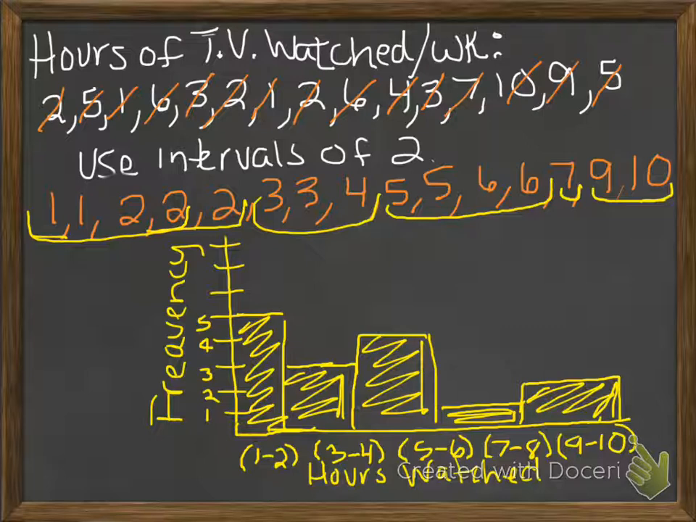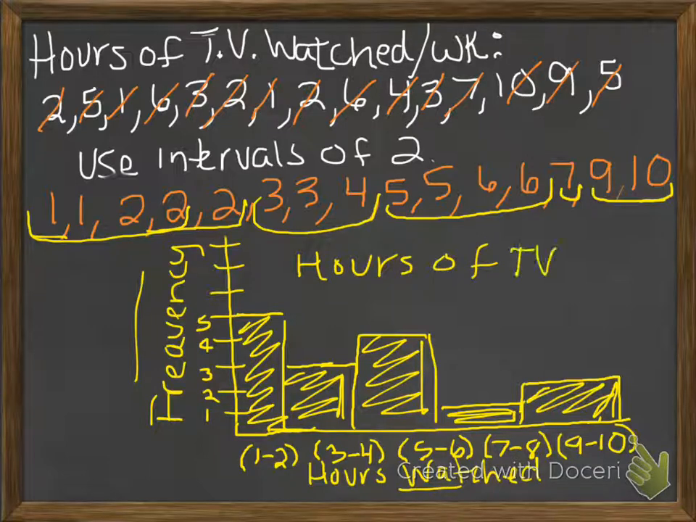Finally, to finish your histogram, you want to make sure you have labels. So hours watched is going to go on the bottom. Frequency will always be on the side. And then your title, you can make a title of, let's say, hours of TV watched. And that could be your title. And there is your histogram.